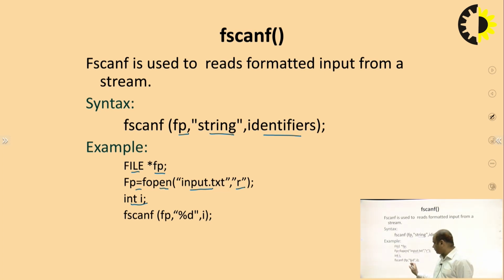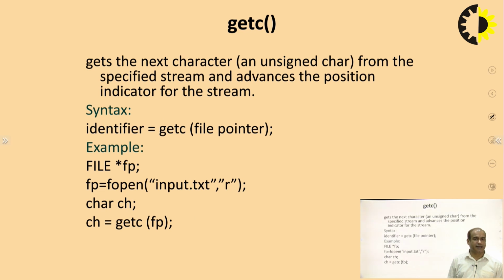From the file it will be stored in the I. So the file pointer will return this value to that particular stream. Next is getc. getc gets the next character from the specified stream and advances the position indicator of the stream. So the syntax is identifier, getc function and the file pointer.